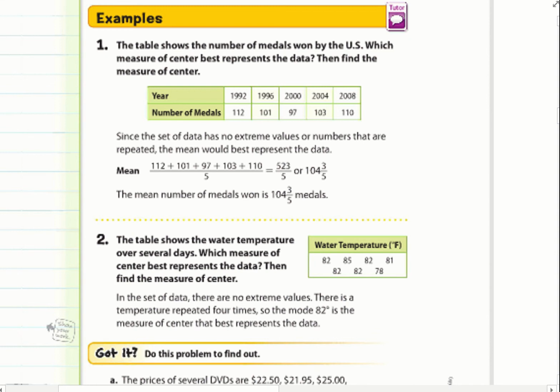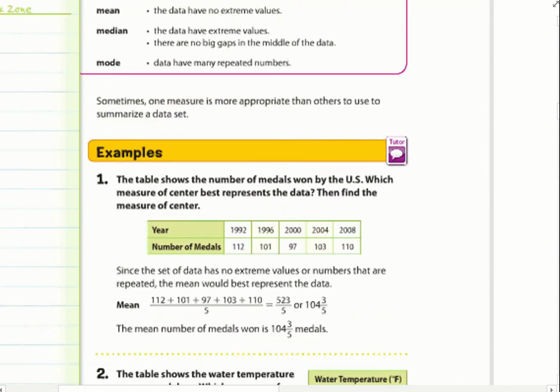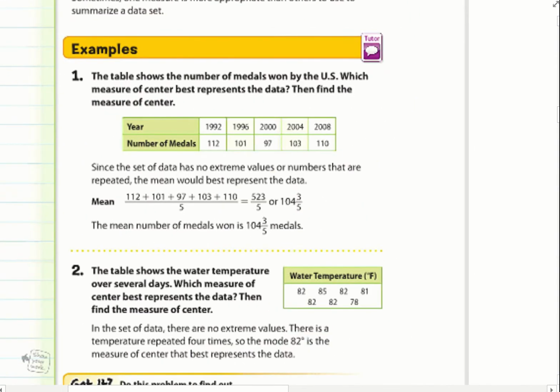Example 1. The table shows the number of medals won by the United States. Which measure of center best represents the data? Then find the measure of center. So here's all the numbers. Since the data set has no extreme values or numbers that are repeated, the mean would be the best one. So when it says no extreme, I think what they're saying is there's no outliers. So we don't have, in 2009, if we had one person get a medal, then that would interrupt the entire average. So that's what they mean by extreme values. There's no extreme values, and there's no numbers repeated, so we're going to use the mean as the best way to show the measure of center.